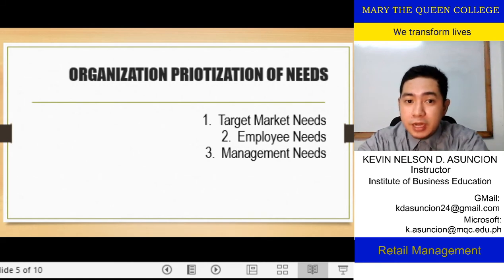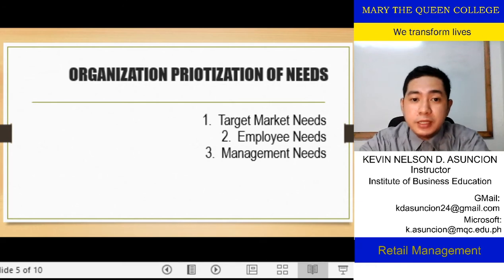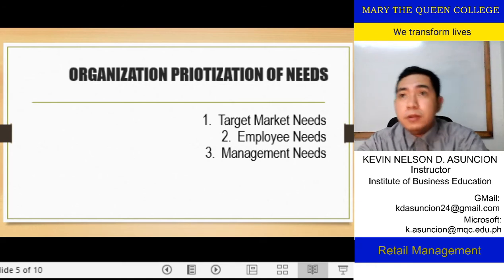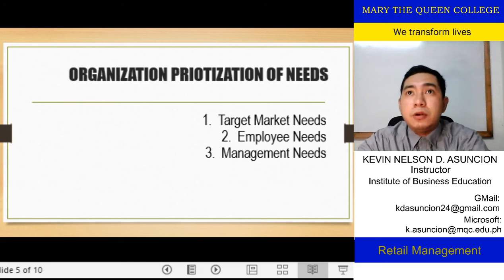Now let's talk about the needs of the organization. The organization is an artificial being, and there are employees as well. So it has other parties involved such as the employees. And employees are the persons who implement the objectives of the company. So you need also to address their needs as well.